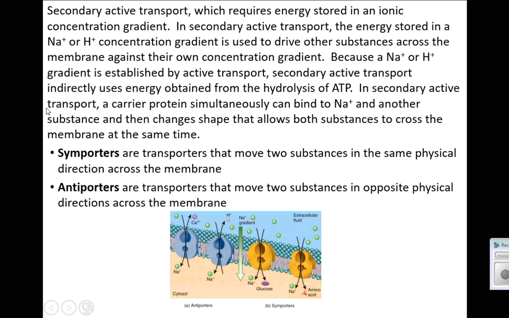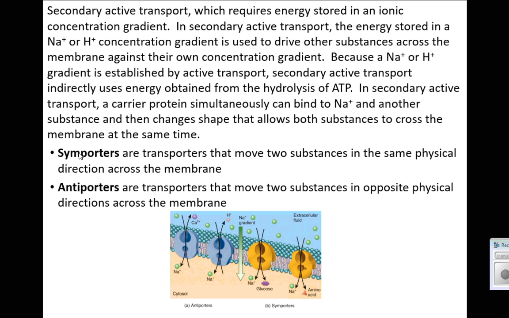In secondary active transport, a carrier protein will simultaneously bind sodium and another substance, and change its shape. That allows both substances to cross the membrane at the same time. Now, that means that they can either come in together or one can come in while the other goes out.